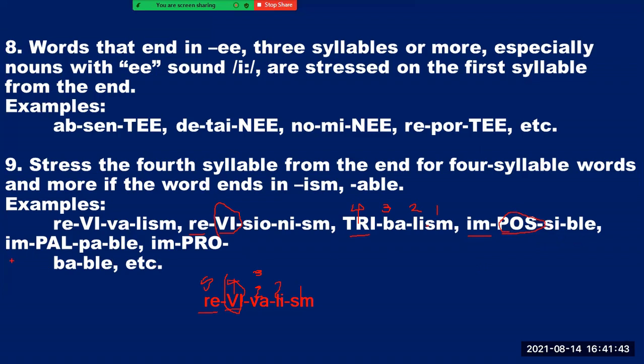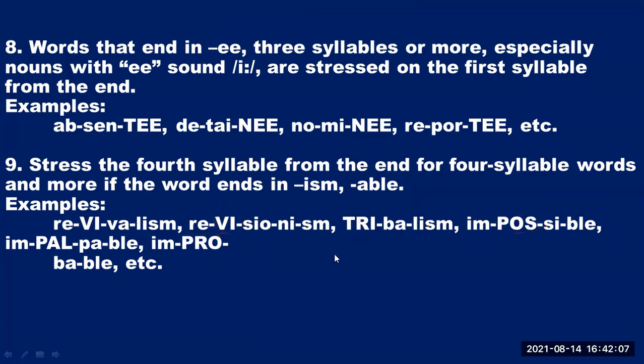The same thing happens in impalpable. Im is a prefix and then stress comes immediately after that. The same thing in improbable. Improbable. After the prefix, we stress the other one. All right? So that is rule number 9.